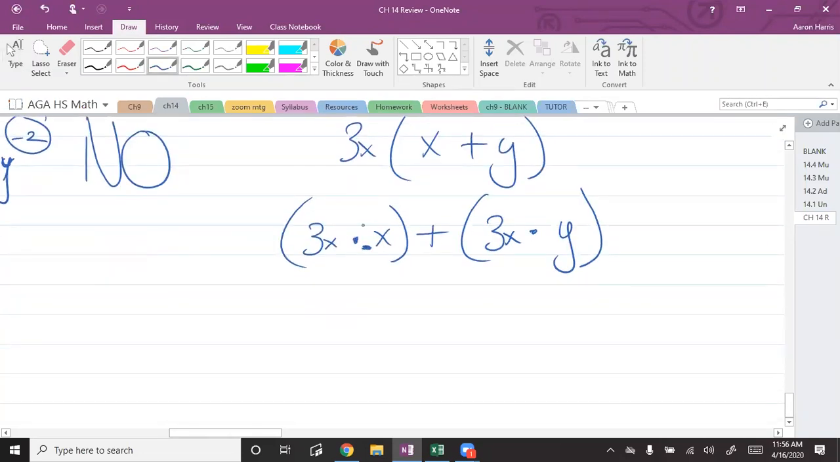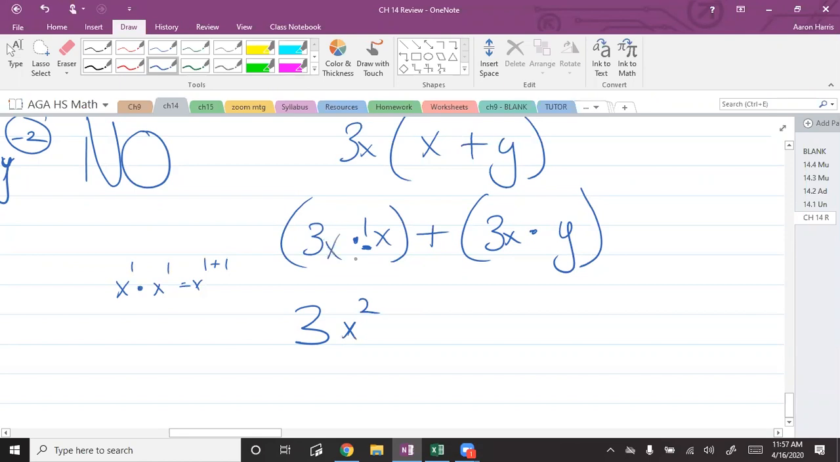What is 3x times x? What's the coefficient here? 1. So 3 times 1 is what? 3. Then x times x. When we multiply them together, what do we do to the powers? You add them, so you get x squared. Yes, so I get 3x squared.